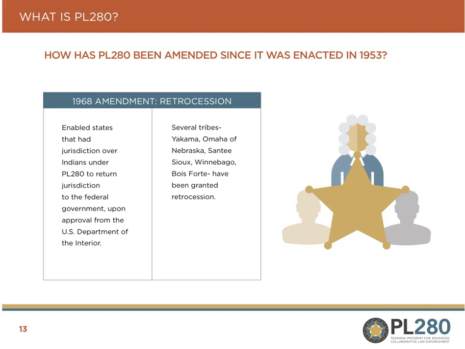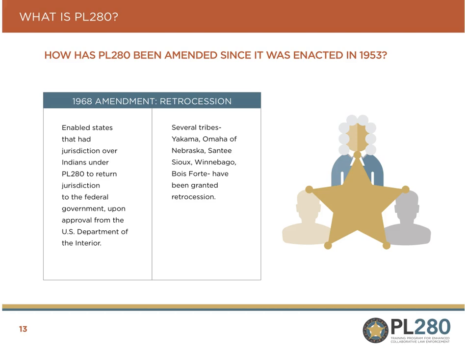The first important way PL280 has been amended since it was enacted in 1953 is through a 1968 amendment that allowed for retrocession. Under this amendment, any state that had previously assumed jurisdiction under PL280 could return all or any measure of its jurisdiction to the federal government by sending a resolution to the Secretary of the Interior. The Secretary then has the choice to accept or reject the return of jurisdiction to the federal government.